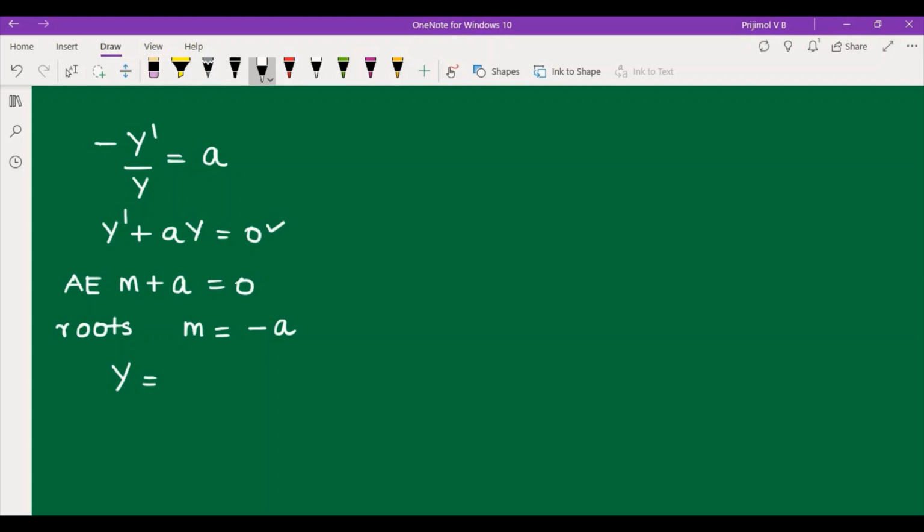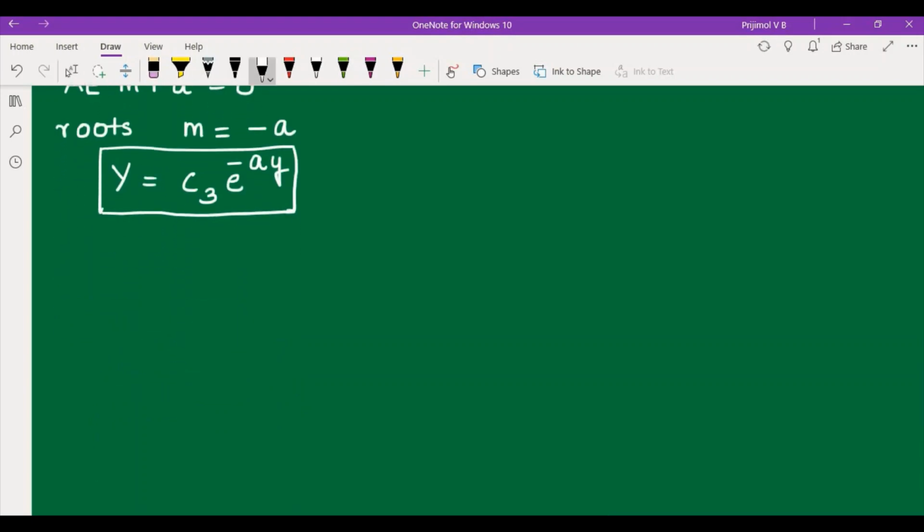And what will be the complementary function for this? It is C3. I have already used C1 and C2, that is the reason I am taking C3. C3 into e raised to minus ay, because capital Y is a function of small y alone. That is the reason I am writing capital Y in terms of small y. Thus we have got Y as a solution. Now what we have to do is substitute in our assumption. We have already assumed the solution capital Z. So the solution is capital Z equal to capital X into capital Y.